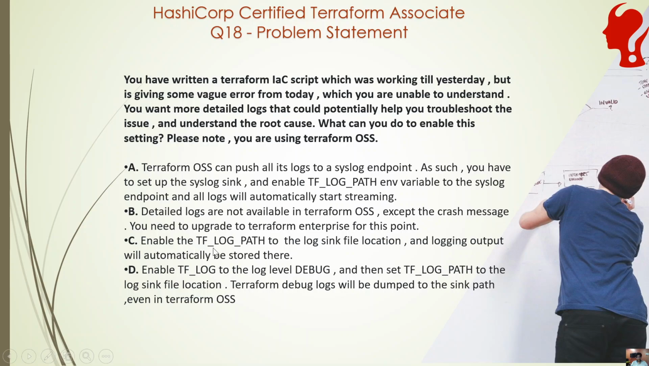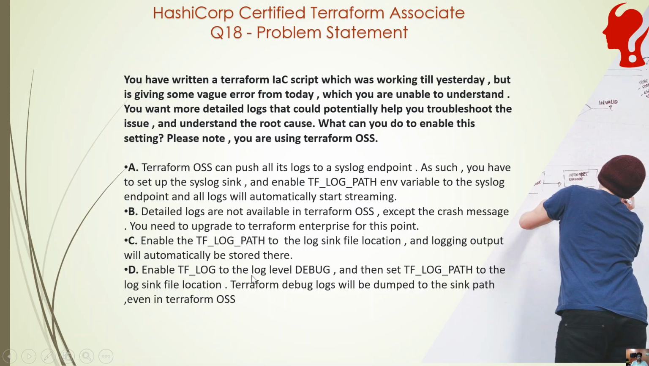C says enable TF_LOG_PATH to the log sink file location and logging output will automatically be stored there. This is an environment variable, TF_LOG_PATH, and there truly is an environment variable like that. It says we need to put the path of the log file in this variable, and then the logs will automatically start getting streamed there, and once the error happens we go to the file and check it. But before seeing whether C is correct, let's see D also.